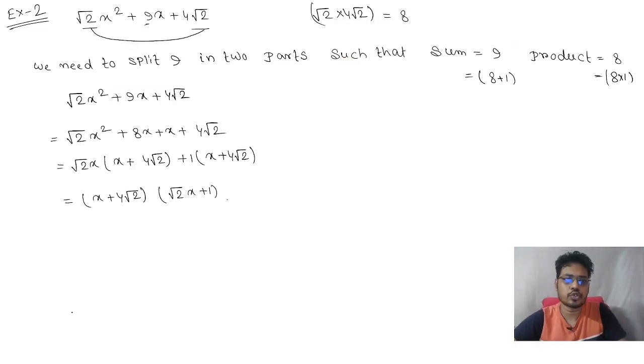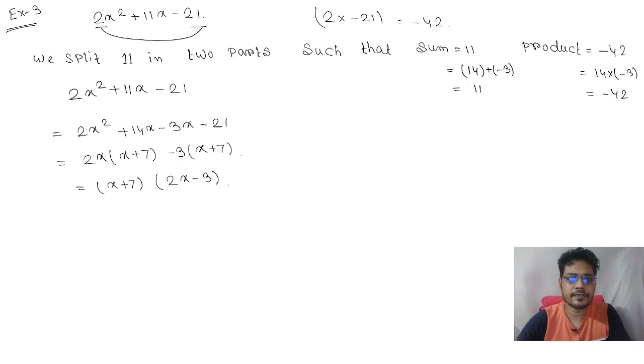Now if it is in the form of root 2 x square plus 9x plus 4 root 2, we have to follow the same method. The coefficient of x square is root 2, and the constant is 4 root 2. Multiply them, we will get 8. So we have to split the middle term 9 in such a way that the product will be 8 and the sum will be 9. So that will be 8 and 1. So 8 plus 1 gives you 9, and 8 multiplied by 1 gives you 8. So instead of 9x, we can write 8x plus x. Then you have to take root 2 x common, so it will be x plus 4 root 2, and take 1 common, x plus 4 root 2. x plus 4 root 2 is common. So x plus 4 root 2 into root 2 x plus 1.